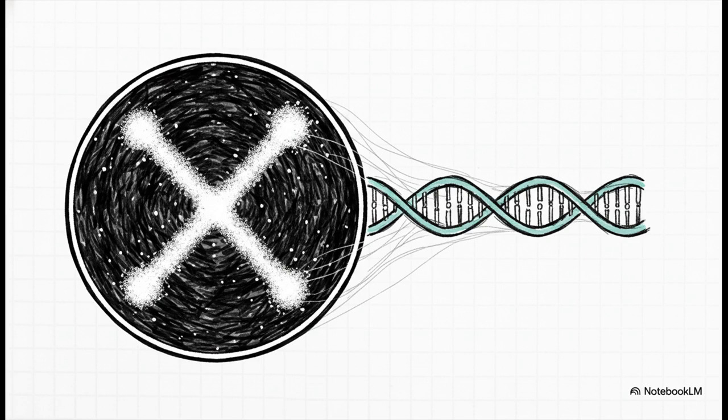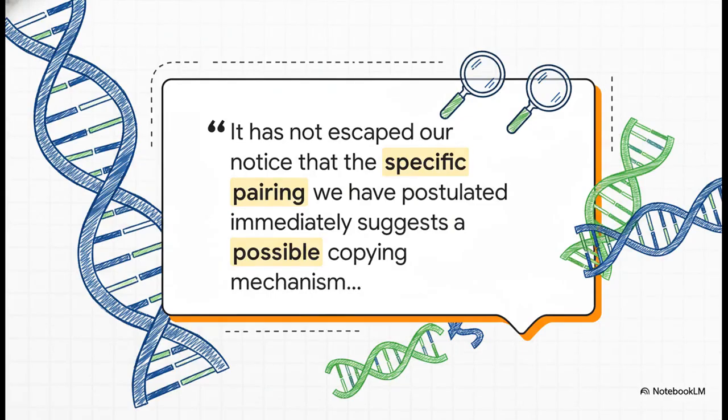It screamed helix. So using Franklin's critical data, two other scientists, James Watson and Francis Crick, were able to build their famous model. And in their 1953 paper, they wrote this sentence, which has got to be one of the biggest understatements in the history of science. What they were saying was, hey, the way this thing is built, it tells you exactly how it can copy itself. It was the secret of life hiding in plain sight.